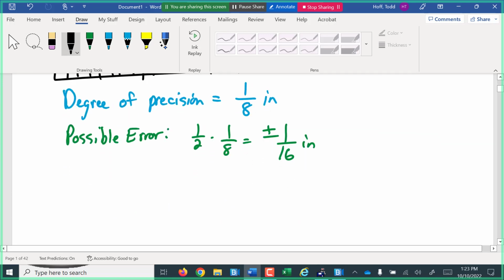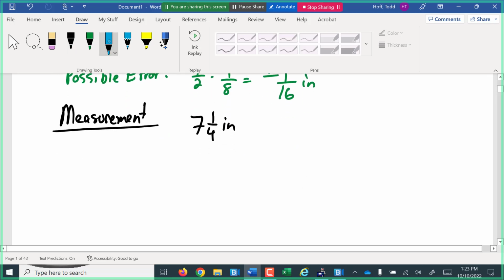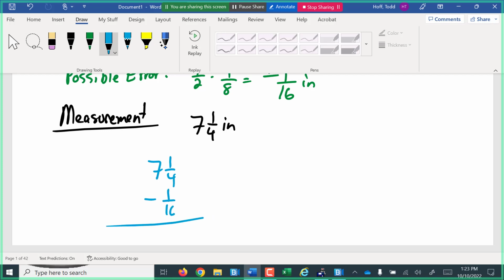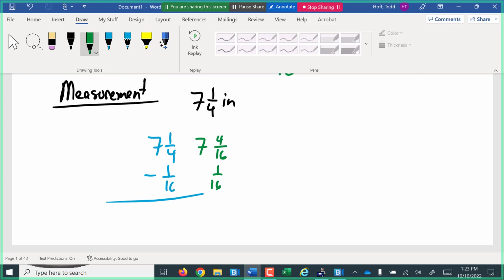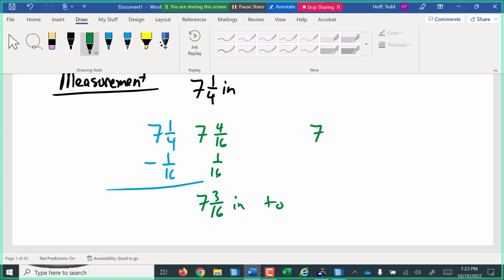So a measurement that is reported at, let's do 7 1/4 inches, again is implying that range of 7 1/4 minus a 16th to 7 1/4 plus a 16th. Well, I'm going to change this. 7 1/4 is 4/16 minus a 16th. That's 7 3/16 inches. To 7 1/4, I'll write it as 7 4/16 again, plus a 16th is 7 5/16 inches.